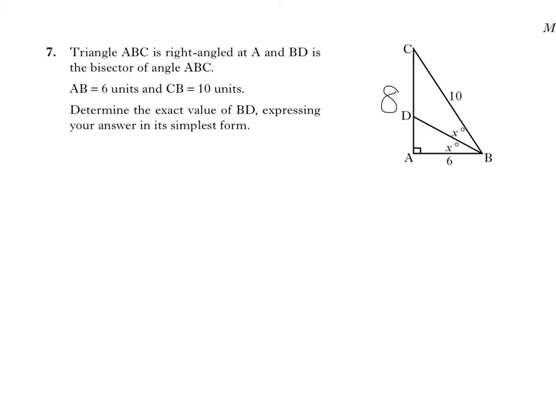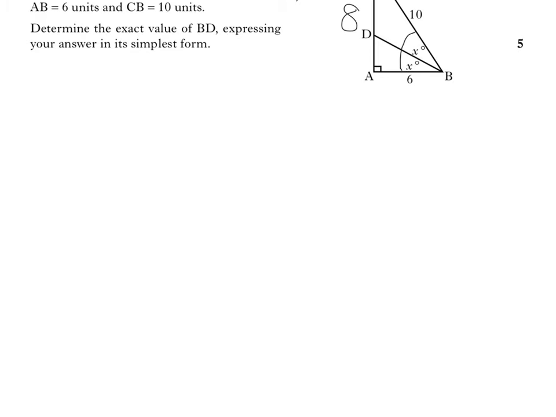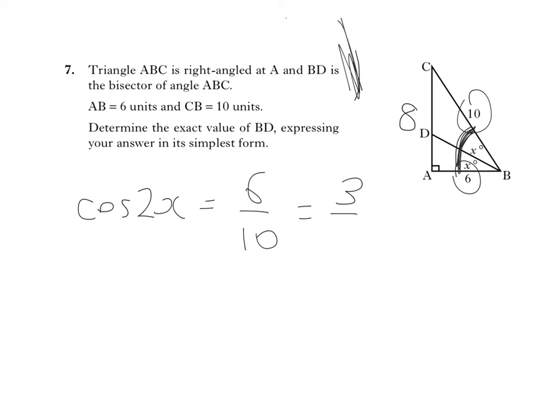Right, so the first thing that I would have a go, just a wee bit of experimentation, is to say that x and x can be written as 2x. So I could say that cos 2x is equal to adjacent over hypotenuse, 6 over 10. And that could come down to 3/5.